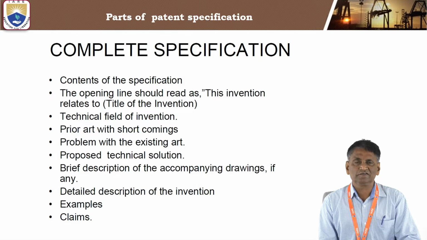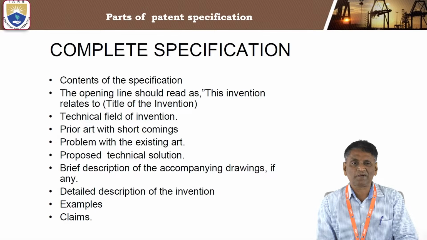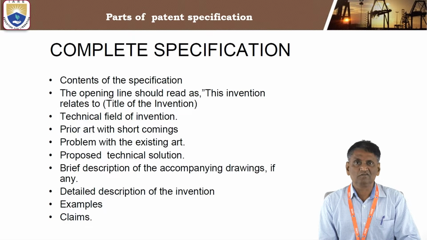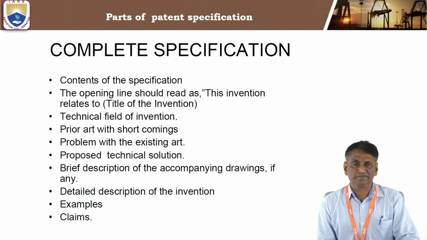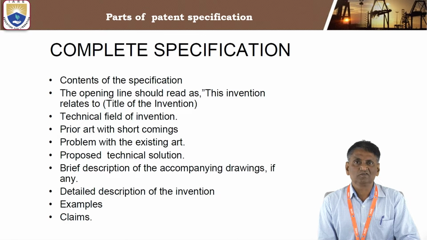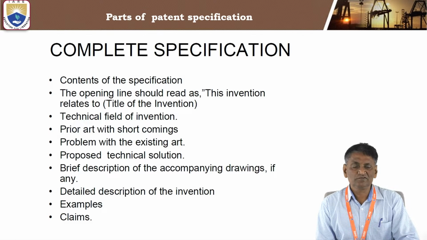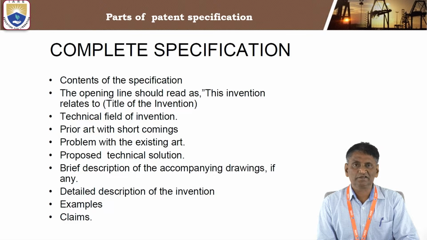Then after stating the technical field of the invention, we should describe what is existing, what is the prior art. Till this invention is made, what is the prior art that we have to describe. Then we should also give what shortcomings are observed in that prior art. Then we have to give what problem is actually solved. So your invention must solve a problem which is not solved here, and it is not very obvious to a person skilled in the art. That is the minimum condition to grant a patent. So we have to describe what problem this invention solves.